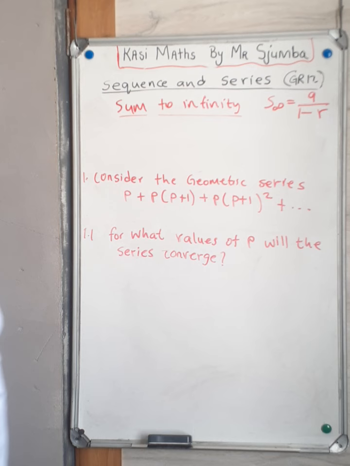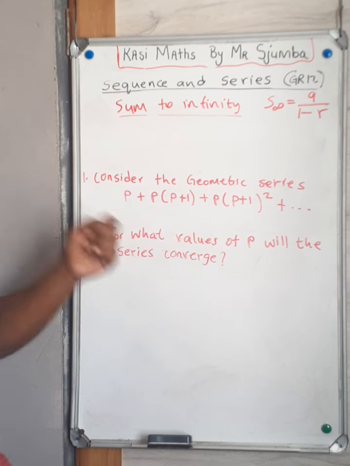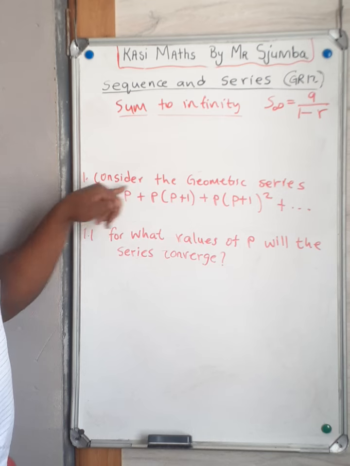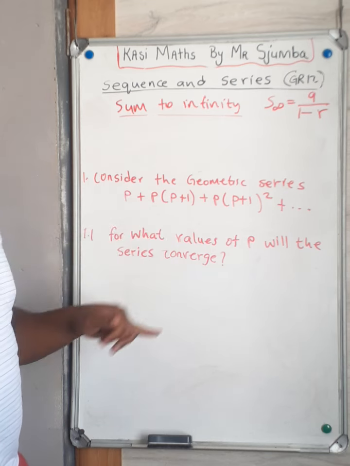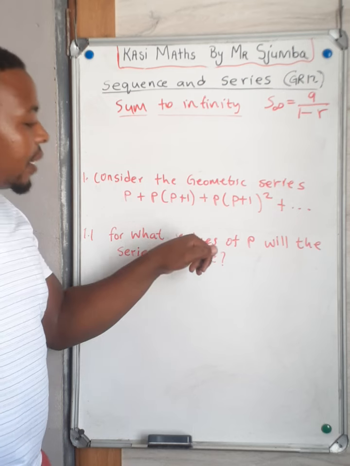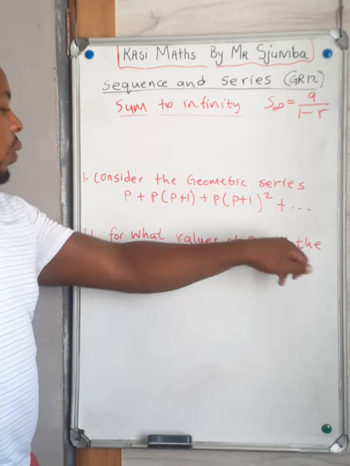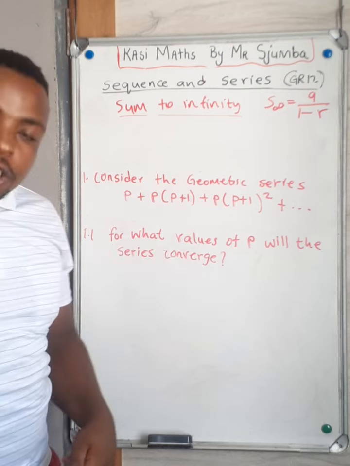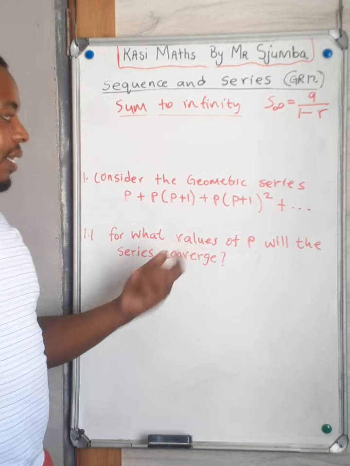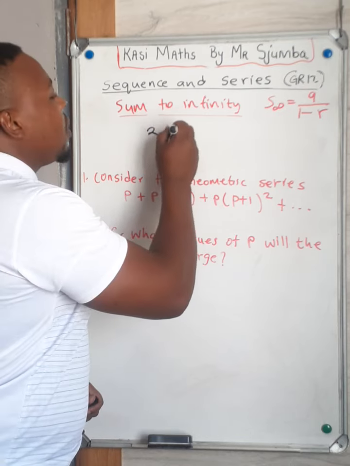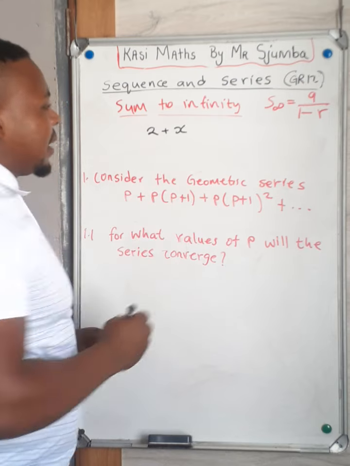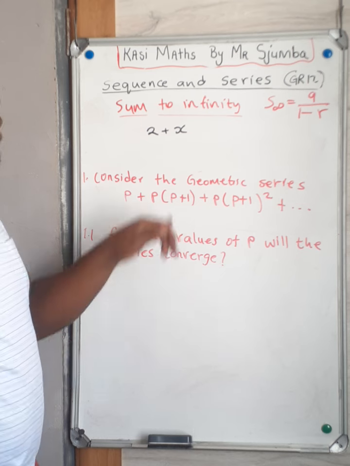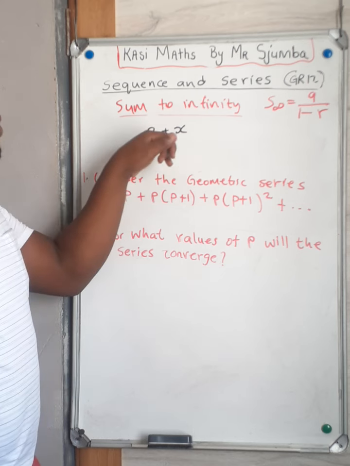Okay, any question on that is common, like most of the time on my question papers. Consider the geometric series P plus P squared plus P cubed. The basic question is, for what values of P will the series converge? For example, let's say we have 2 plus x, you know? For x, which values will make the series converge?